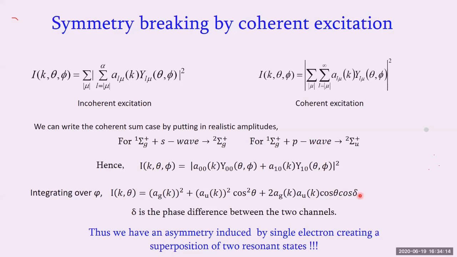So this cos delta, at the time of attachment, can have two contributions. One is the inherent phase difference between the P and S wave, and the other arises from potential scattering: as a plane wave comes and interacts with the molecule, there will be a distortion in the plane wave. That can lead to an additional term in the phase factor for S and P waves. So both put together, you can have a cos delta term at the time of attachment. So during the attachment process itself, you can have a forward-backward asymmetry in the signal, in the way the resonance state is created. What is important is that we have an asymmetry induced by a single electron creating a superposition of two resonance states.